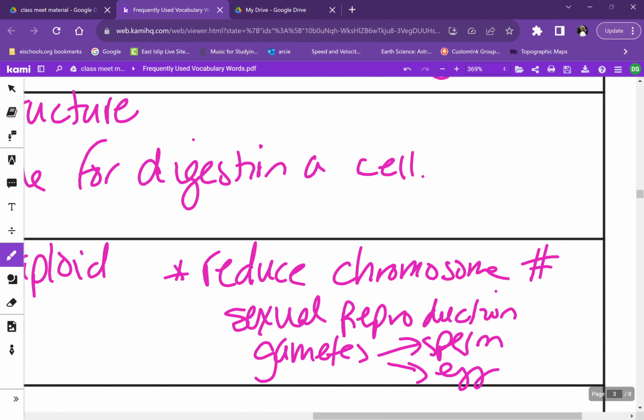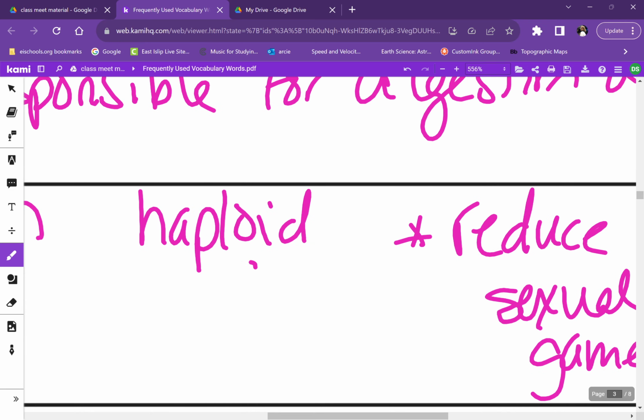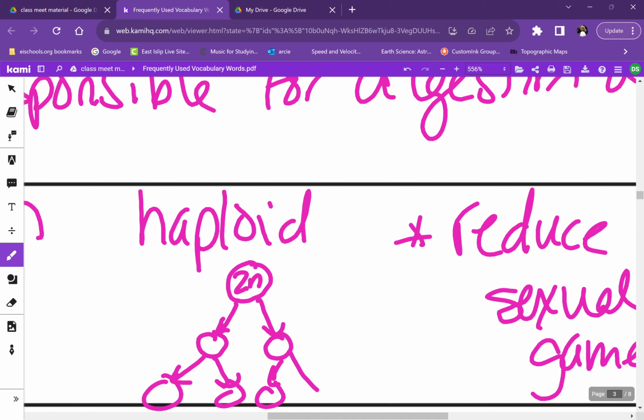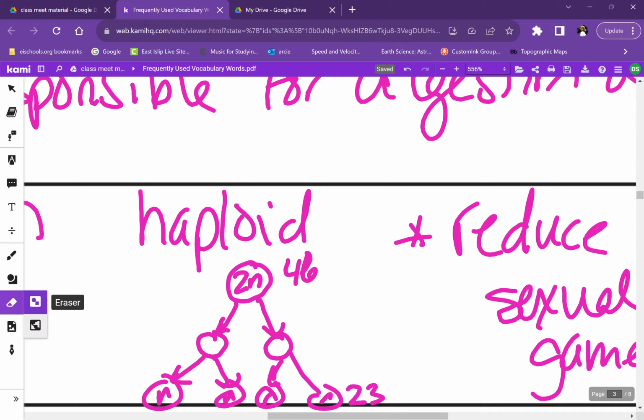When you see it, we start off at 2N, and we get broken down, and the end result in each one of these is going to be N. So if I start off with 8, then I end up with 4. Whatever it is, humans, we start off with 46, we end up with 23. Now, for the sperm, I get 4 functioning sperm cells.